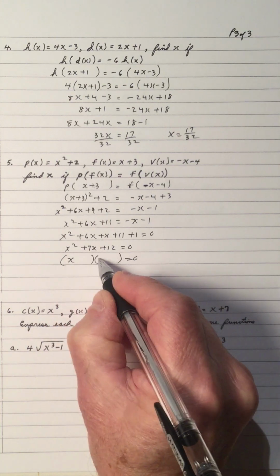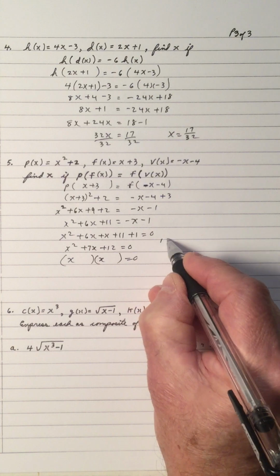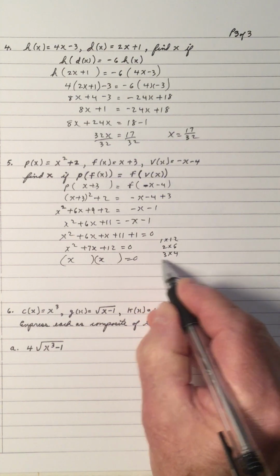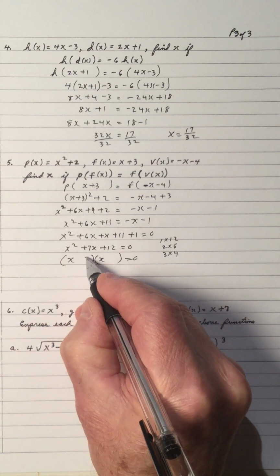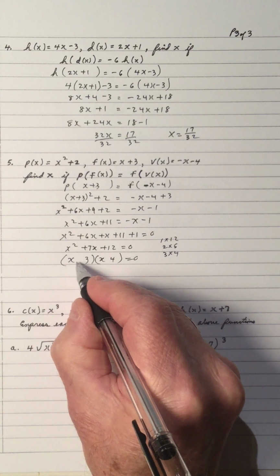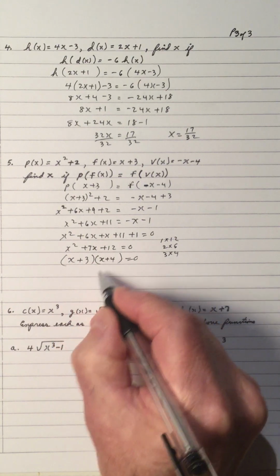X squared is x and x. Factors of 12: 1 times 12, 2 times 6, 3 times 4. Which pair of factors gives you 7? Looks like a 3 and a 4. The product is positive, the sum is positive, so it's got to be plus 3, plus 4.